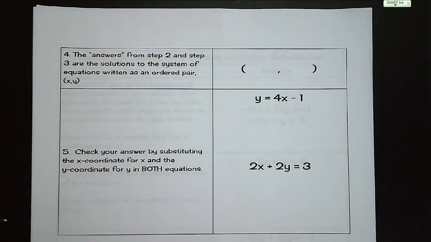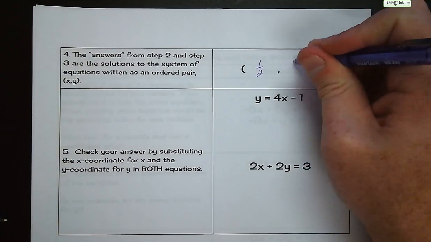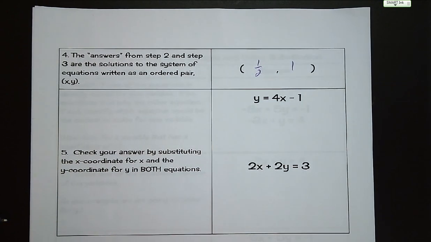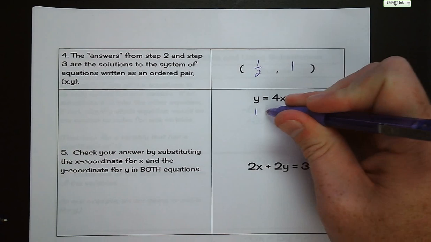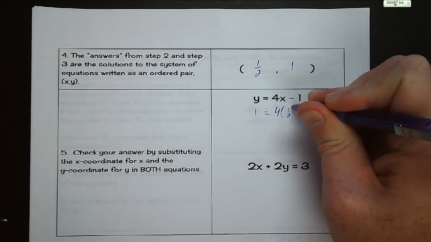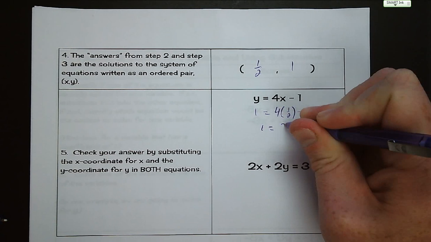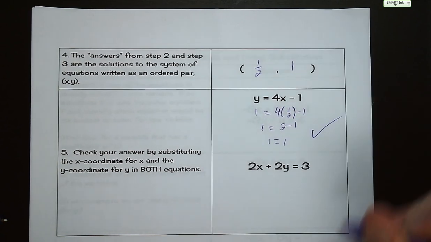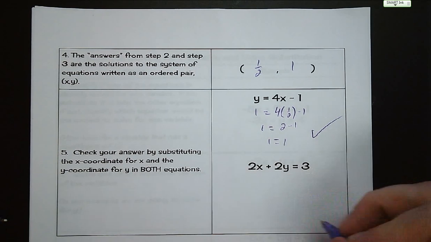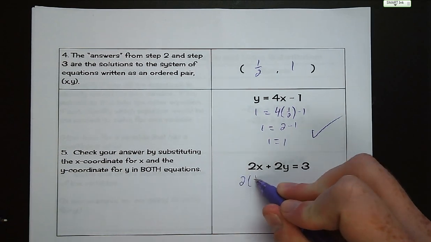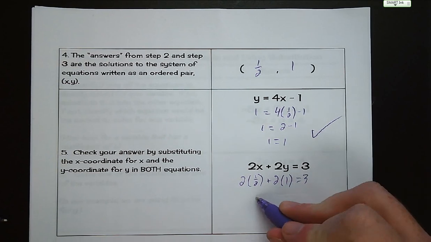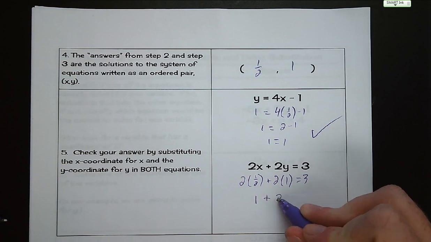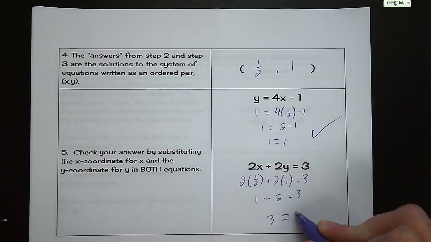So our ordered pair that we came up with, we said x was 1/2 and y was 1. And now we can verify both of the equations work. Now this one should work because we just used it to find the y value. So 1 is equal to 4 times 1/2 minus 1. 1 equals 2 minus 1. 1 equals 1. So yes, that works. So we plug it into our second equation. 2 times 1/2 plus 2 times 1 equals 3. Well, 2 times 1/2 is 1. 2 times 1 is 2. 3 does in fact equal 3.